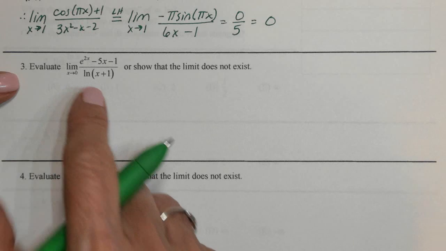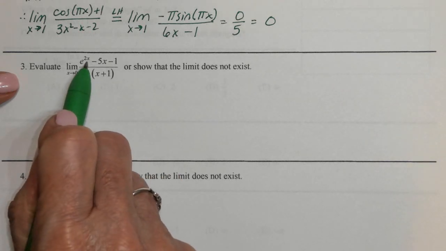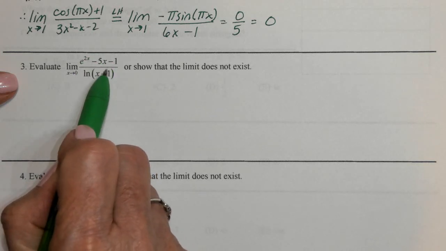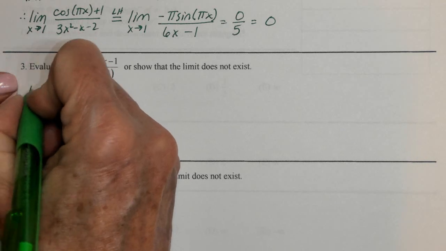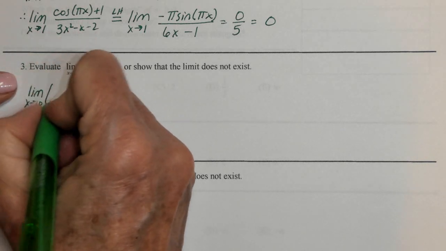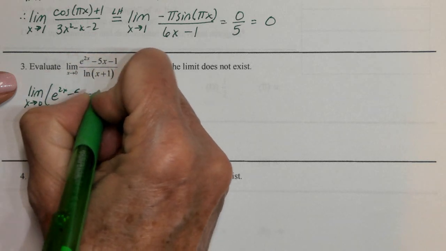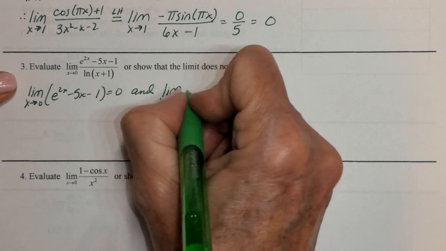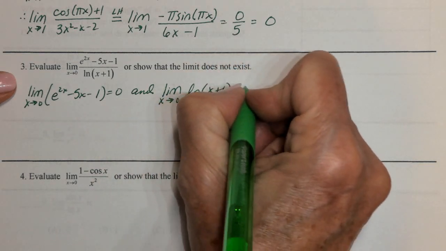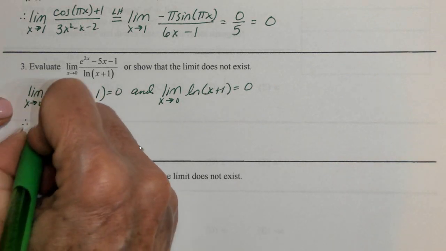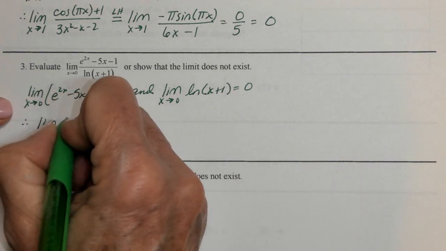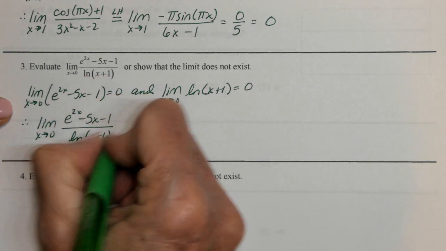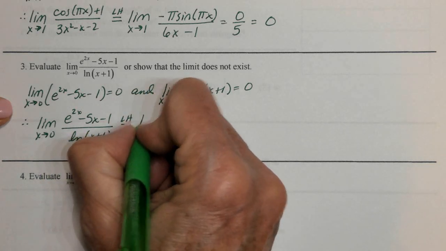Okay, let's do this one. If I just plug in 0 for x, e to the 0 is 1, minus 0, minus 1, so I have 0 on top. ln of 1 is also 0, so each of the individual limits is 0. In an FRQ, we must show that. So, the limit as x approaches 0 of what we started with is equal to, I'm going to apply L'Hopital's.